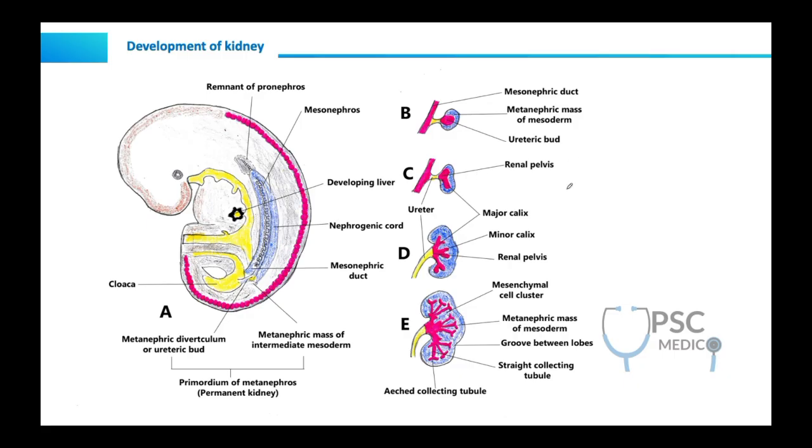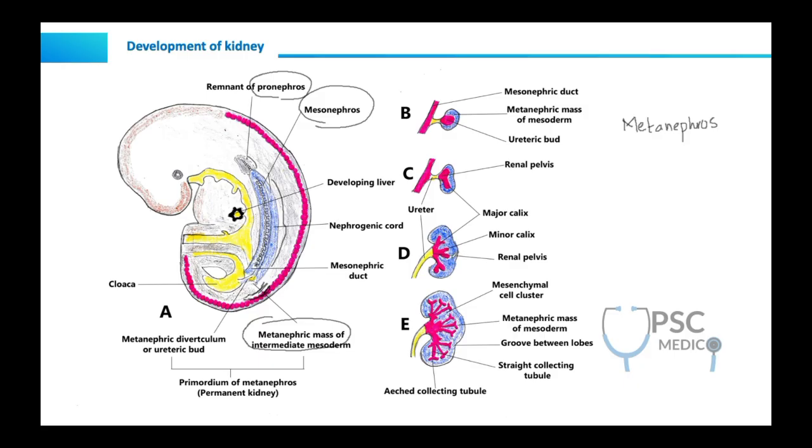One is, the keyword is metanephros. We all know that there are pronephros, mesonephros, and there is a metanephric mass. There are three things like this. But this metanephric mass gives rise to the definitive kidney. So we also call it a metanephric blastema, derived from the intermediate mesoderm.